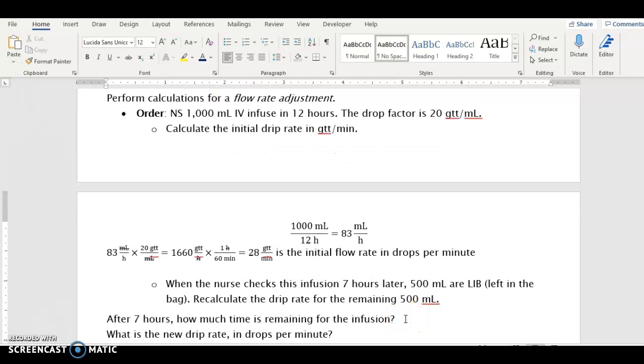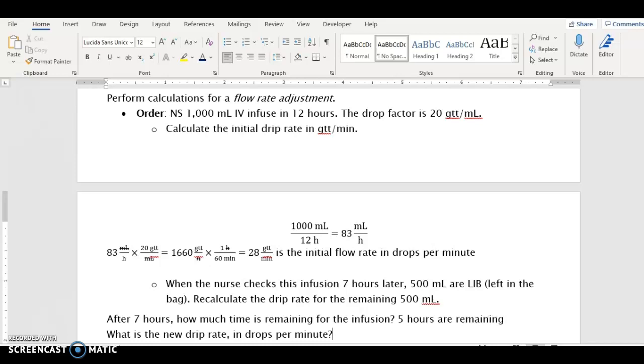Okay, so to answer this question, we want to answer two questions. After 7 hours, how much time is remaining for the infusion? Remember, the original order said that the infusion was taking place over 12 hours. So after 7 hours, we have 5 hours remaining.